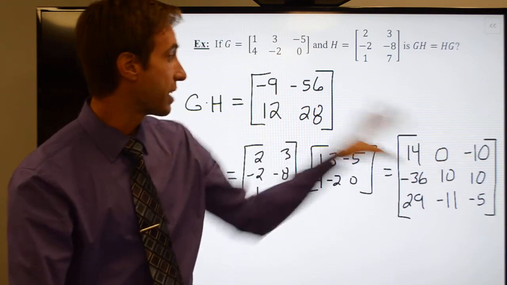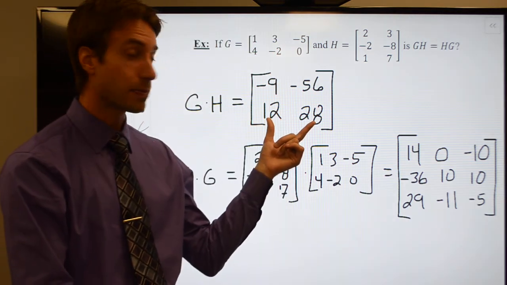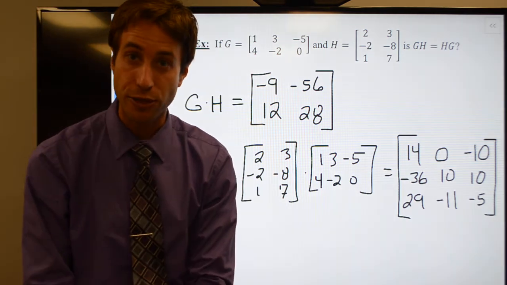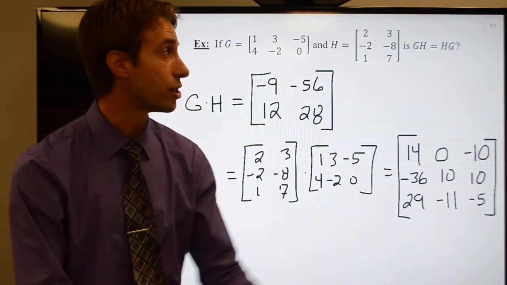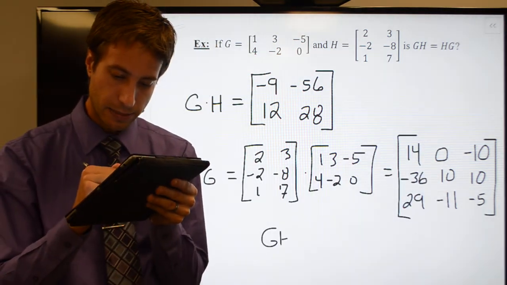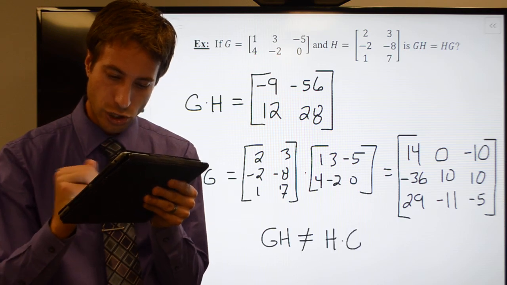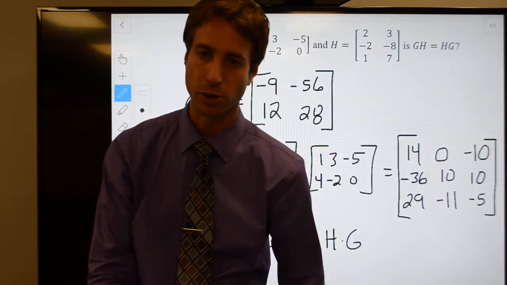Not only are the elements different, they're not even the same size. The product came out to be a 2 by 2 matrix. This product matrix came out to be a 3 by 3 matrix. So not only are they not equal, they're not even the same dimensions. And no, G times H does not equal H times G, which is exactly what they said. There is no commutative property for matrix multiplication.